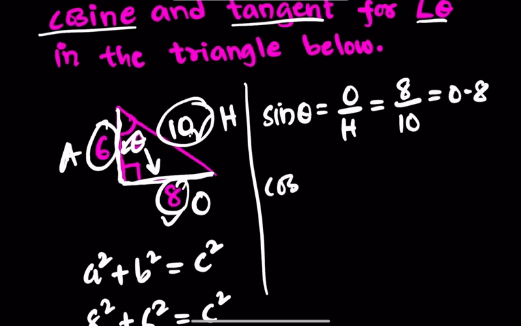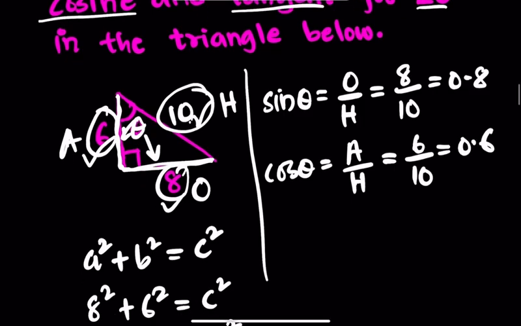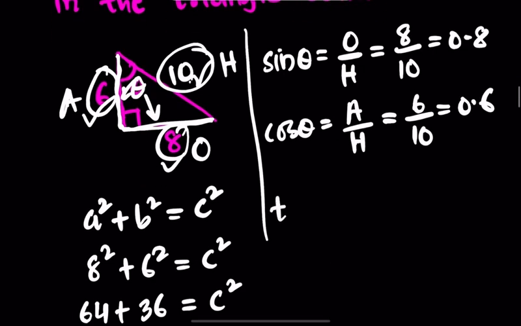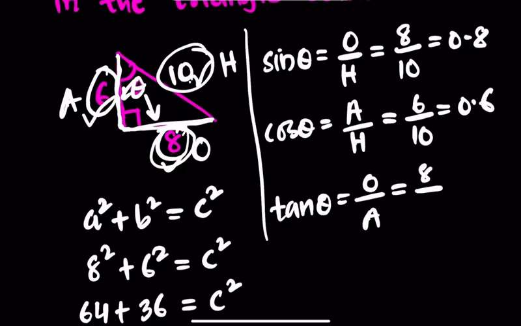The cosine of theta is given by adjacent over hypotenuse. Adjacent in this case is 6, and hypotenuse in this case is 10, which gives us 0.6. Likewise, tangent of theta is given by opposite over adjacent. Opposite in this case is 8, adjacent in this case is 6, which is approximately equal to 1.33.